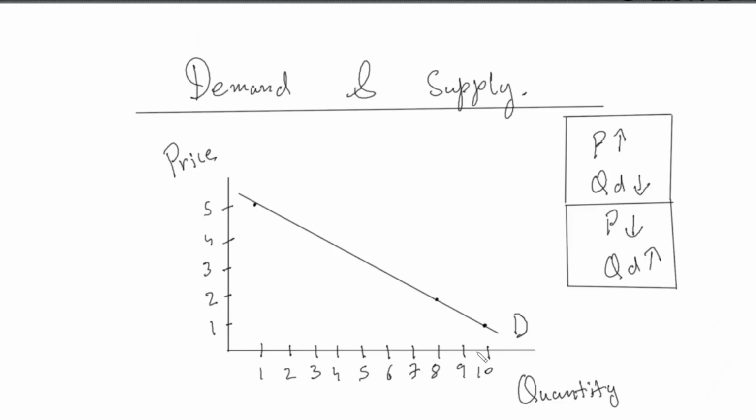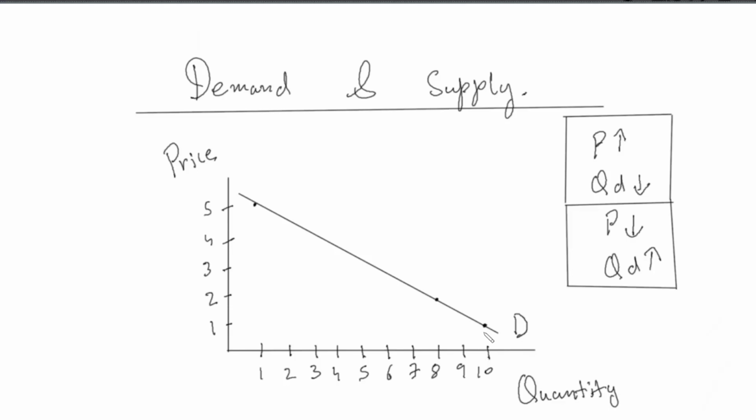When the price is low, the consumers are able to afford more goods and services. And when the prices are high, the consumers are not able to afford enough goods and services. They can afford fewer goods and services. All right? So price is a very important factor that affects our quantity demanded.